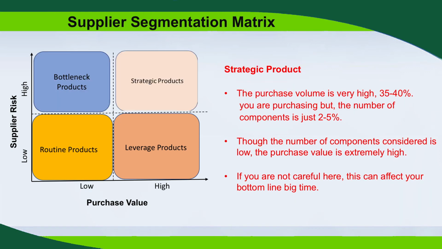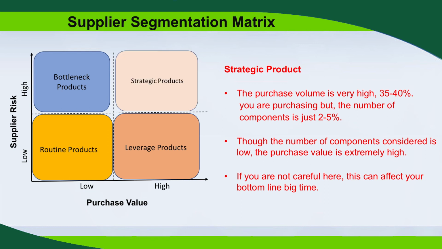This is the strategic quadrant. The purchase volume is very high, 35 to 40%. 35 to 40% purchasing, but the number of components is just 2 to 5%. What does it tell you? Though the number of components considered are low, the purchase value is extremely high, meaning if you're not careful here, this can affect your bottom line big time.